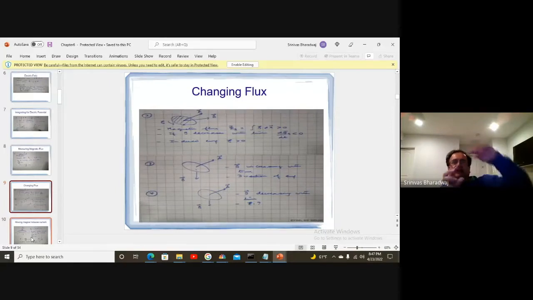So let's say you rotate the circuit, and let's say you had 20 turns. Then it is N times the area being covered, N times B·dA, and the d/dt of that gives you the EMF.